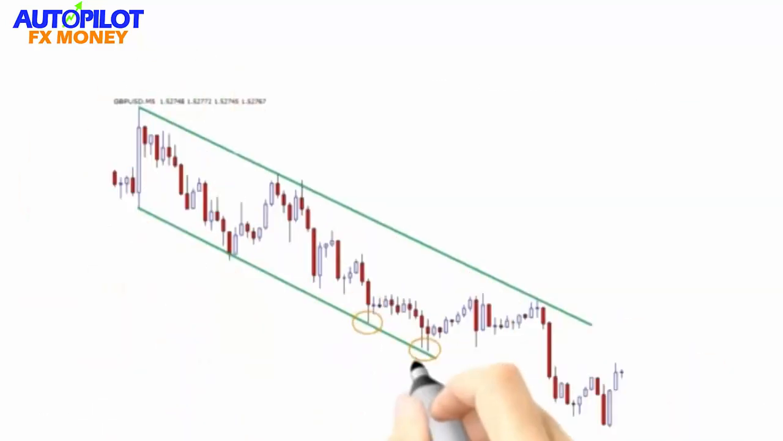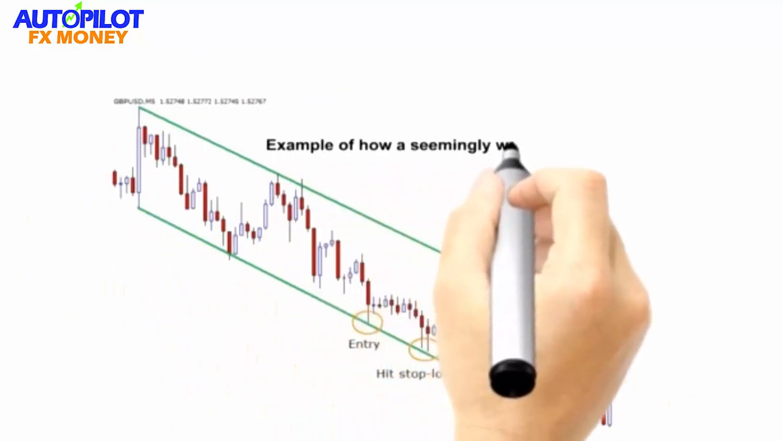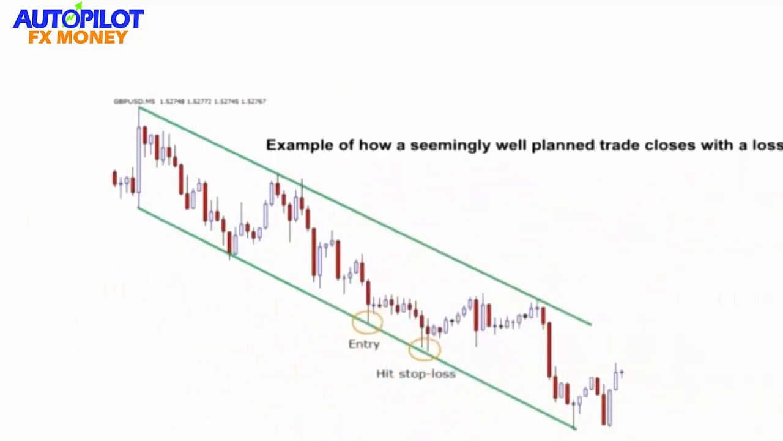Figure 4.9 shows an example of how a seemingly well-planned trade closes with a loss because when you trade against the trend of a steep and narrow channel, resistance moves closer with each candle and the trade doesn't have enough time to move in your favor.